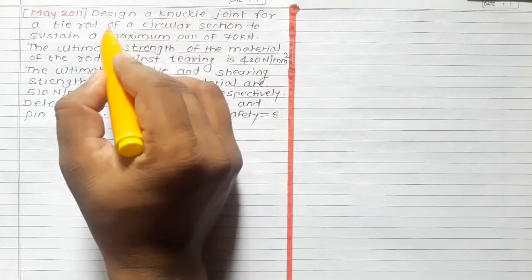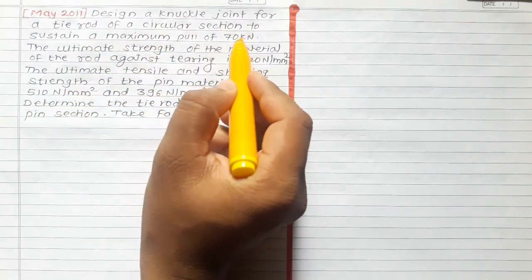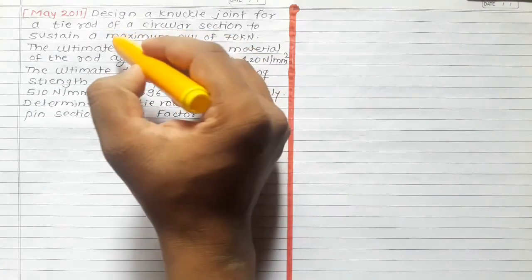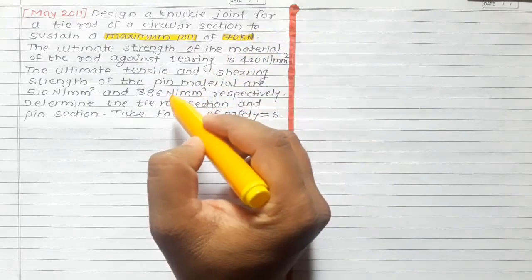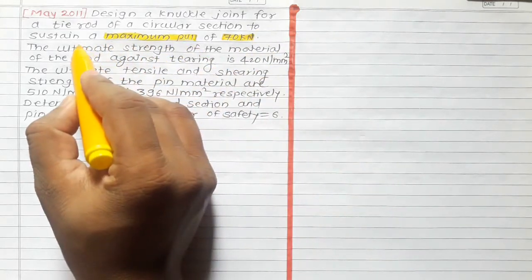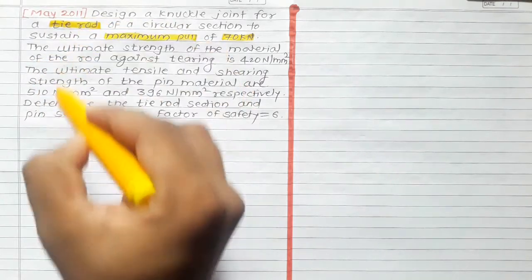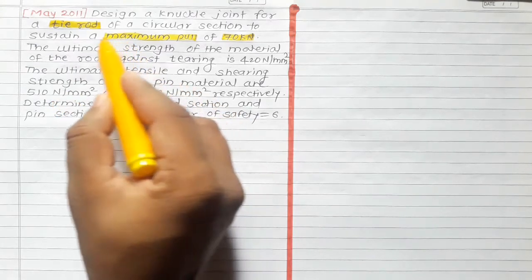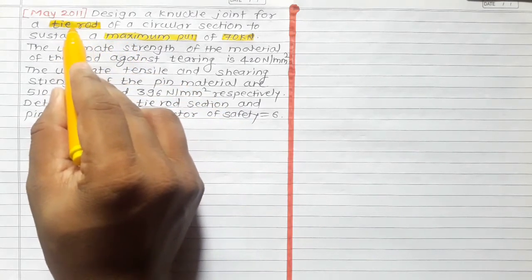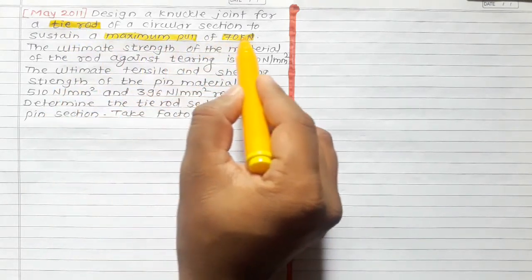Design a knuckle joint for a tie rod of a circular section to sustain a maximum pull of 70 kilonewton. So this maximum kilonewton in this problem statement is nothing but the force applied on the rods of knuckle joint. And instead of simply rod, here it is mentioned that it is a tie rod. We know that the knuckle joint is used in the tie rod to connect two tie rods in the roof truss. So this is the name of application where the knuckle joint is used, and it is subjected to a force of 70 kilonewton.